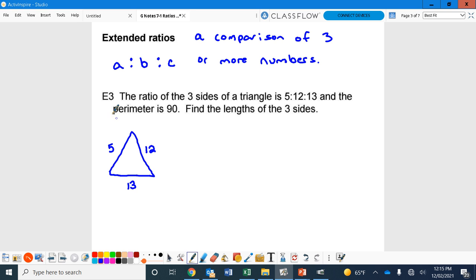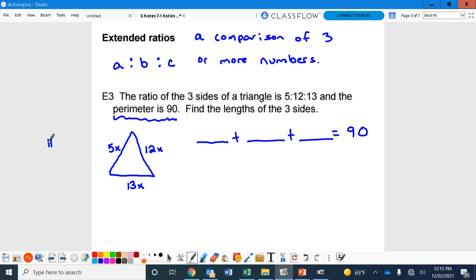Okay? What it says is the perimeter is equal to 90. Well, guys, how do we get the perimeter of anything? We add up the sides. How many sides do we need to add up? 3, and it's going to equal 90. Now the sides aren't 5, 12, and 13. They're 5 times some unknown amount plus 12 times some unknown amount and 13 times some unknown amount, added all together.